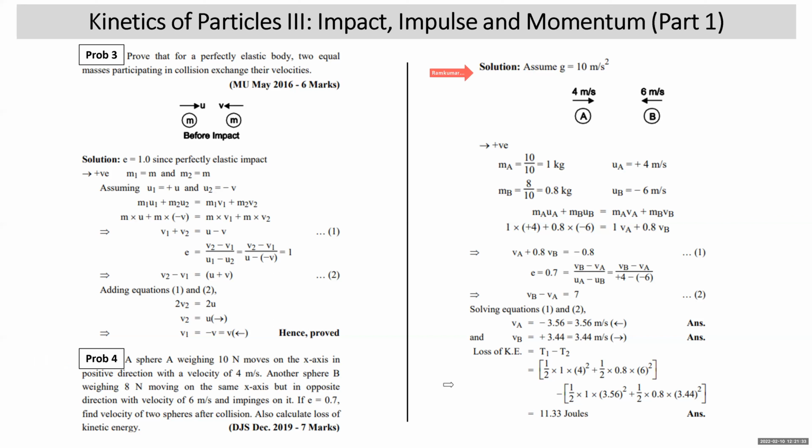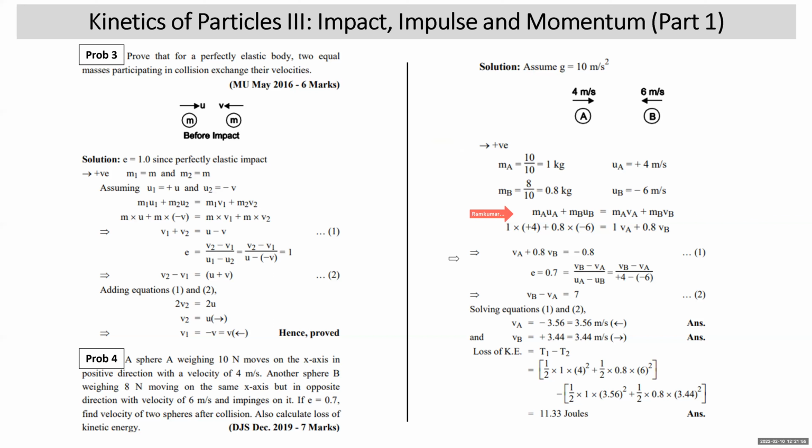Now, students, you can understand MA is mass, G you can take as 10. All right, assume G as 10. So 10 upon 10 is 1 kg. Mass of ball B is 8 kg, 8 upon 10, 0.8 kg. UA is plus 4 since it is to the right. I've taken sign convention towards right as positive. UB is minus 6 since it is towards left.